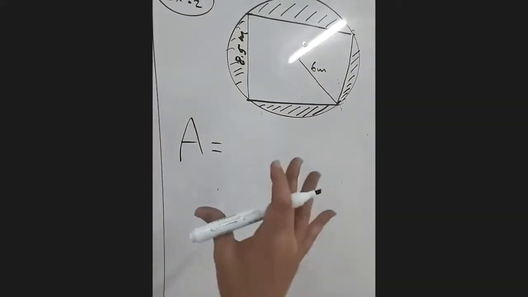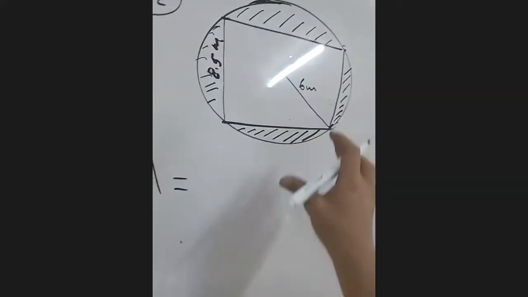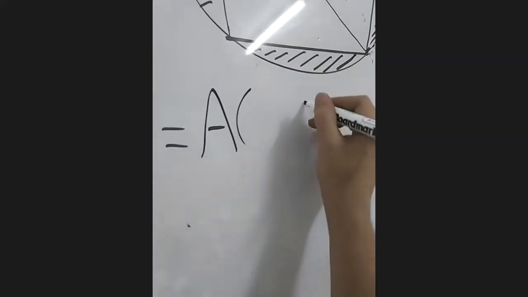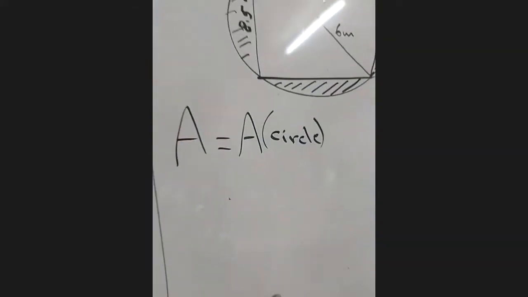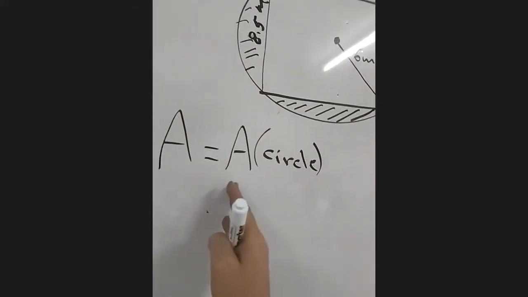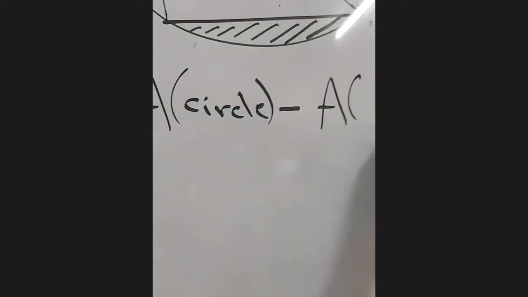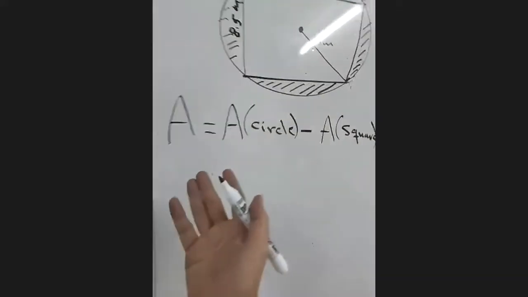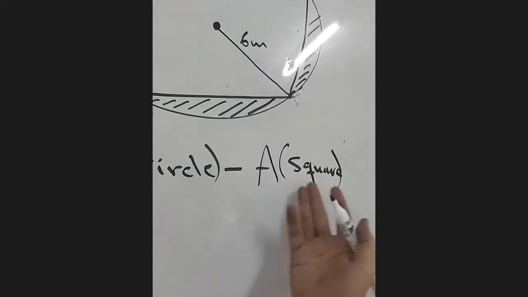Look how I will write them, guys, to make it easy for you to understand. The wanted area, the shaded area, equals A. I will write 2 brackets here, and inside it I will write A of the circle minus A of the square. To make it easy for you. So the shaded area A equals area of the circle minus area of the square.